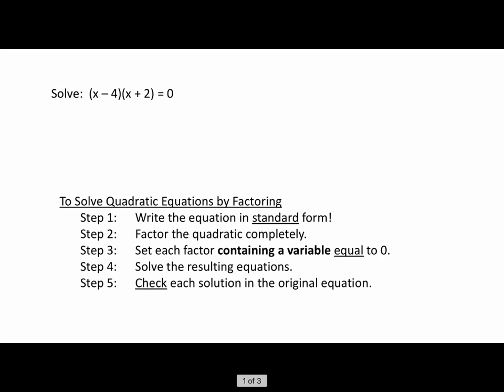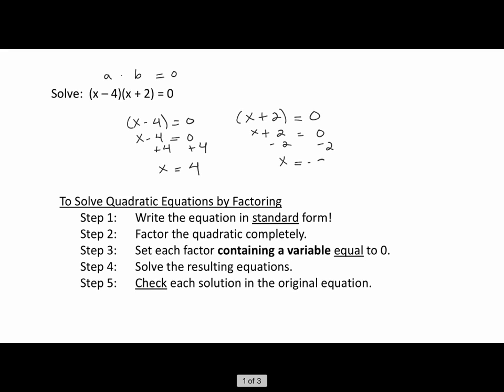We want to solve this equation, (x - 4)(x + 2) = 0. If we use the idea that this is a factor, and this is a factor, and the product is 0, then either a = 0 or b = 0 are solutions to this equation. So we end up with these linear equations. If we just opposite the number term, we will find a solution for each of these. So we have x = 4 and x = -2 for solutions to this equation.